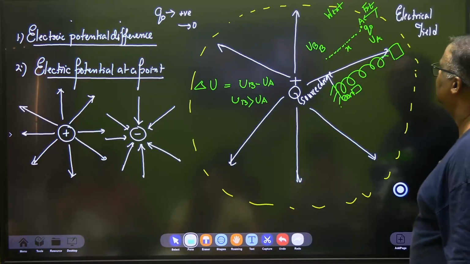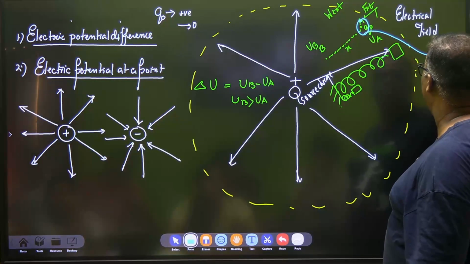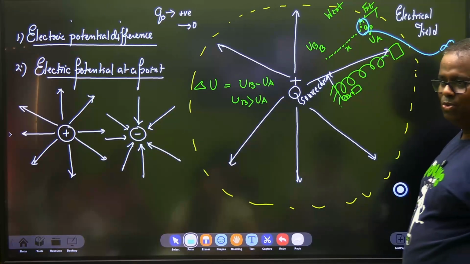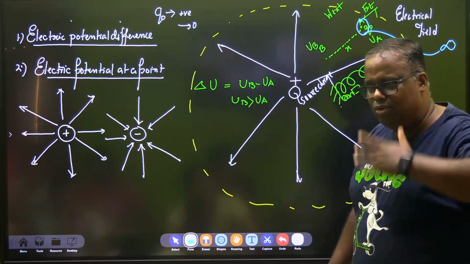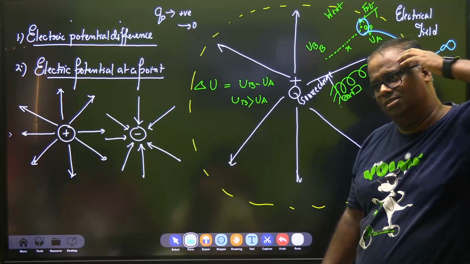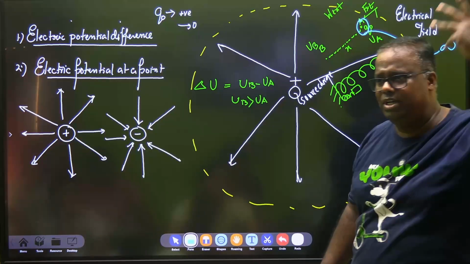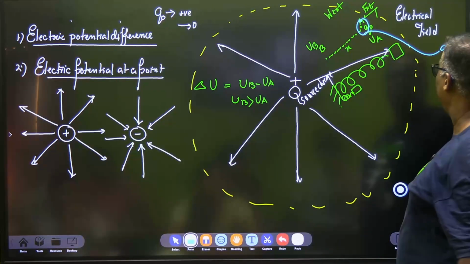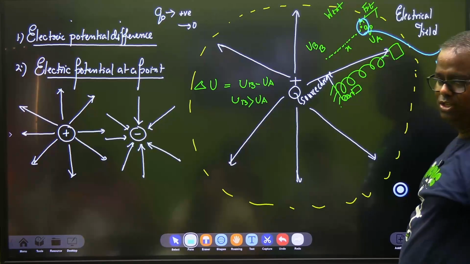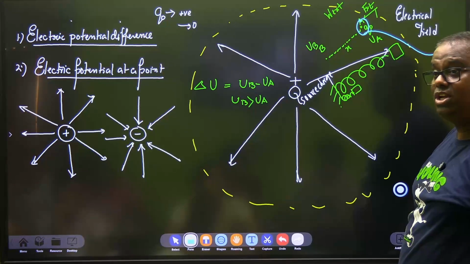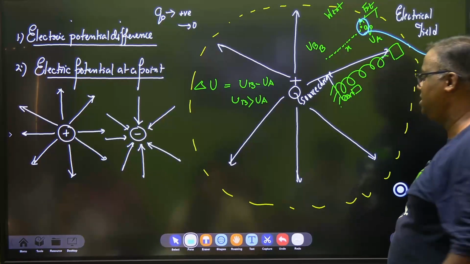We say, if this point A is shifted to somewhere called infinity. Where is infinity? I don't know. Can you feel my dadagiri at infinity? No, we don't know where infinity is. So we say that the potential of any system at infinity is taken as 0. Now come back here. This is a concept.